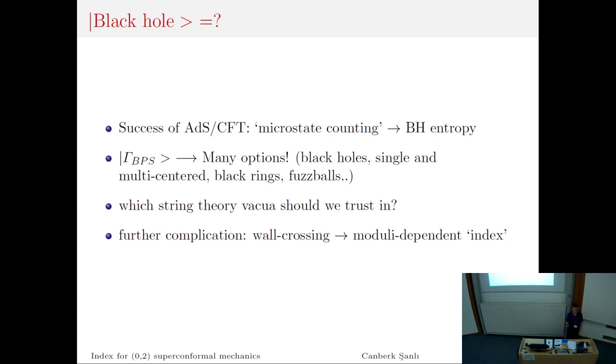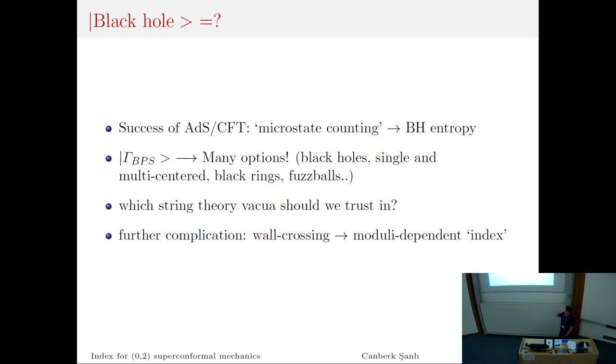But in many examples, there is a general question that remains unanswered: what is the underlying nature of these black hole microstates? What I mean by that is the following. In general, there are a variety of supergravity solutions that correspond to specific quantum BPS states. These can be single or multi-centered black holes, black rings, fuzzballs, etc.